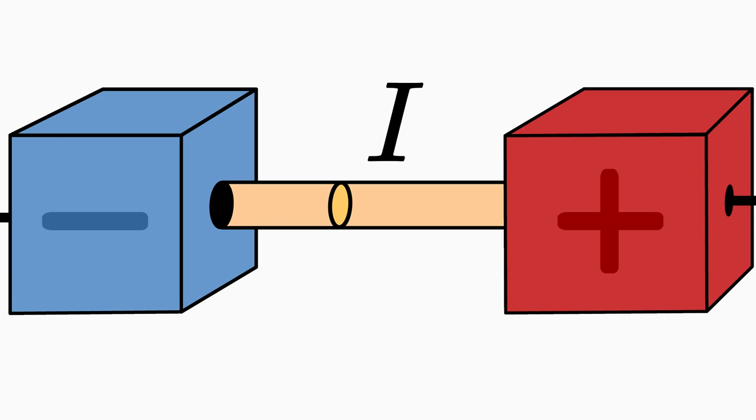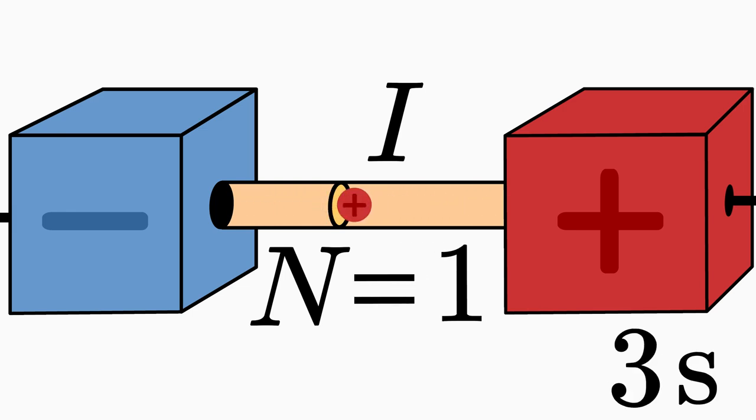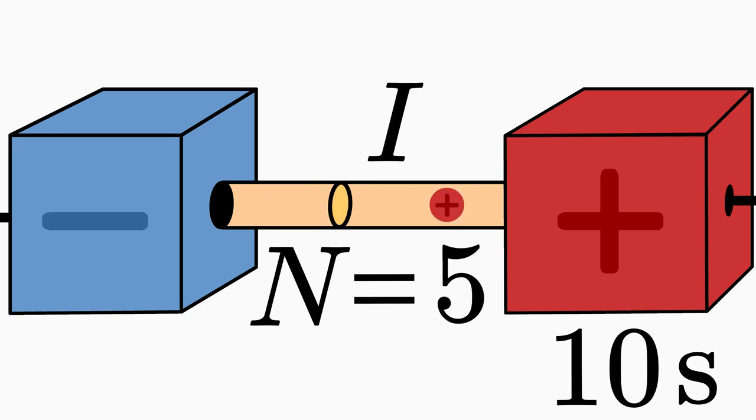Let's do it for 10 seconds. We use the letter N for the number of charged particles that have passed through the area. Here we go. One particle has passed, second particle has passed, third, fourth, fifth, stop. 10 seconds have already passed. So we counted 5 particles.